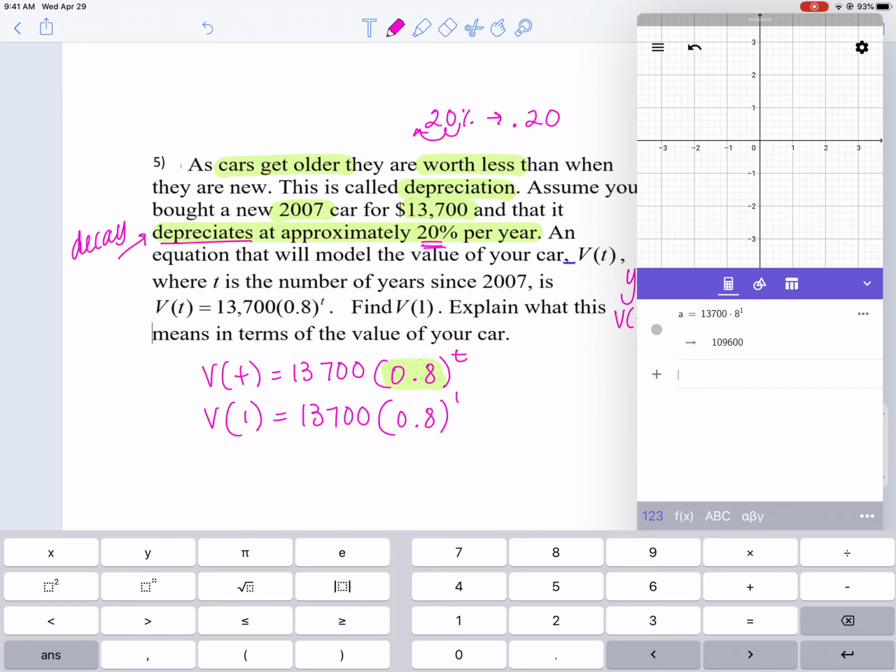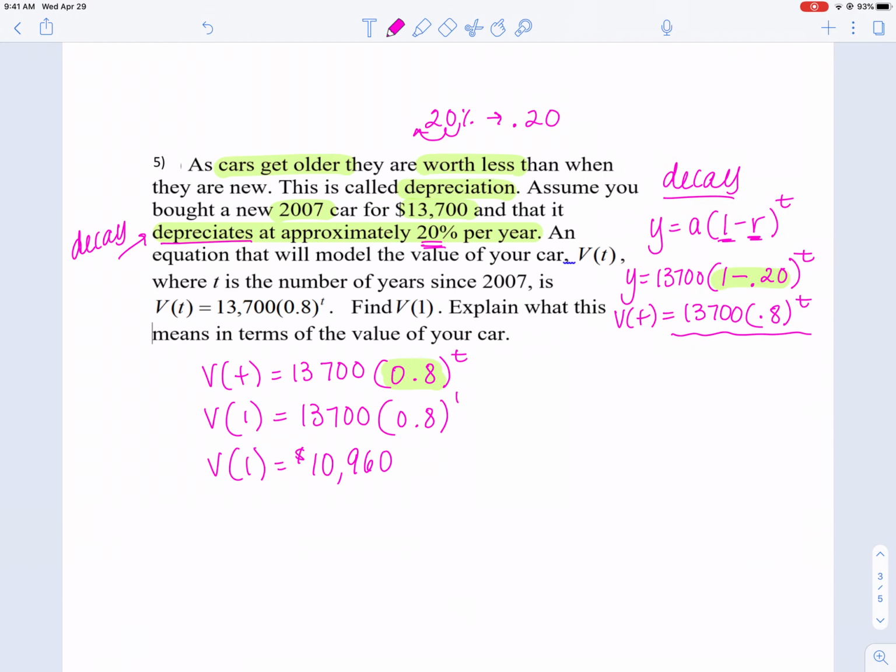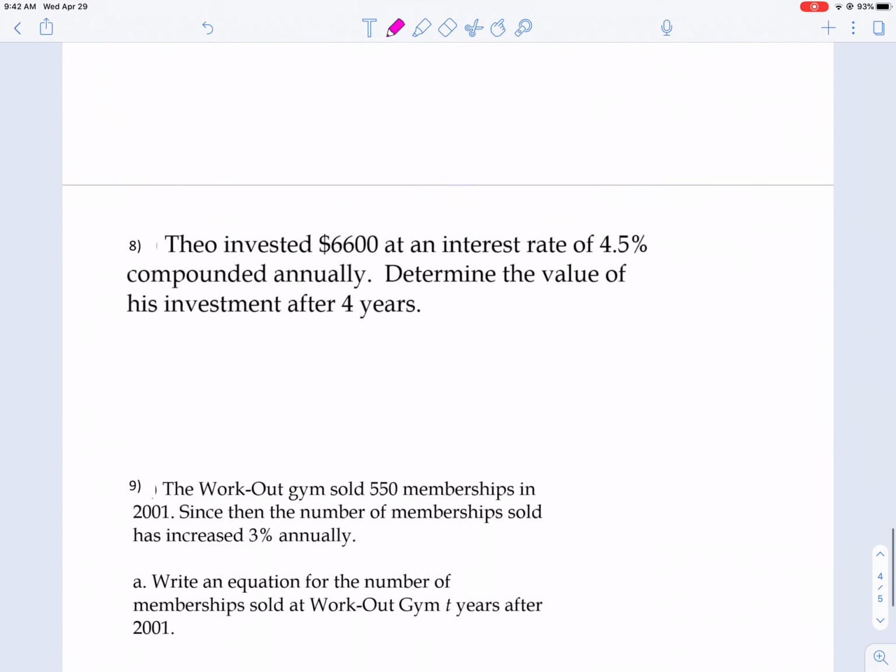Now, hold on. That's not my number. I multiplied it by 0.8. It's 0.8. So 13,700 times 0.8. Again, do I have to raise anything to the first? No, but there's my same number. So the value after 1 year is $10,960. Now let's just talk about why that makes sense. Is your car going to be worth more or less? They told us less. So when you're doing decay, it's going to be worth less. When you're doing growth, it should be more than what you started with.